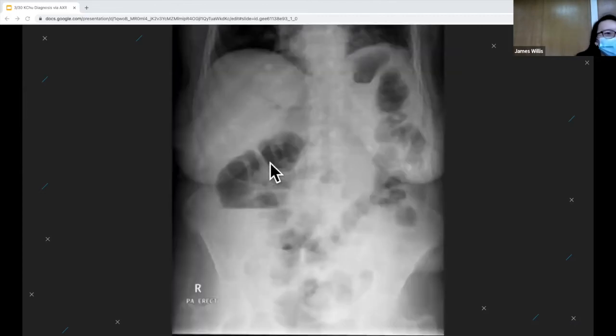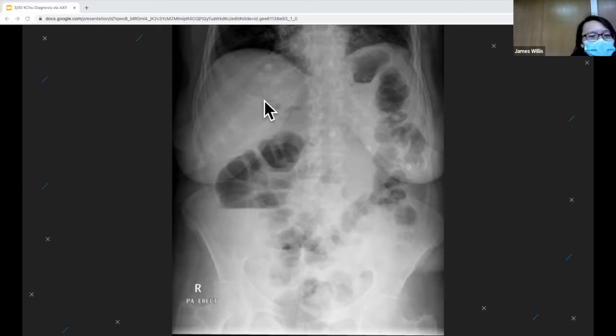Next one, Zara. Oh, my arrow's giving it away. Yeah, so what do you see over here? So for this one, there's air in the biliary tree. This is pneumobilia. You see these dark lines in the center of the liver.